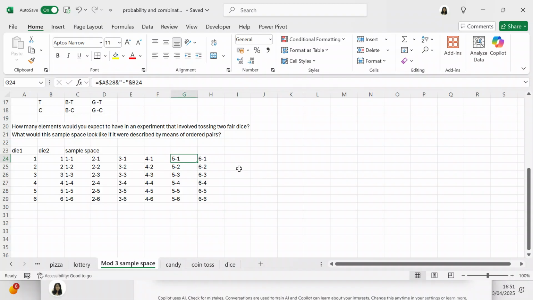So for number 5, it's going to be $A$28 minus $B$24. And then you copy and paste that down all the way to 6. And then for number 6 is $A$29 minus $B$24, and you copy and paste that down to 6. So you've got 1, 1 to 6, 6. And so you've got 36 elements in that.